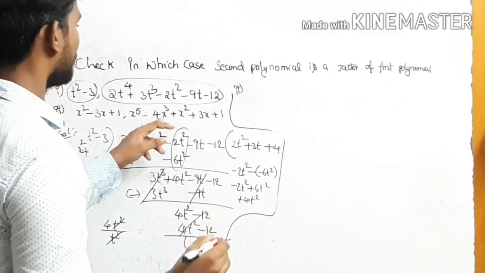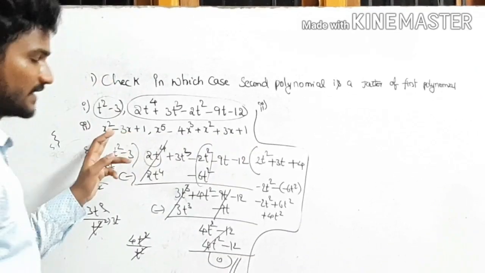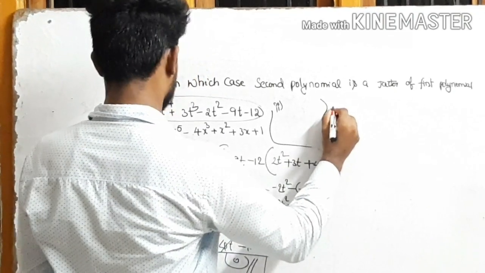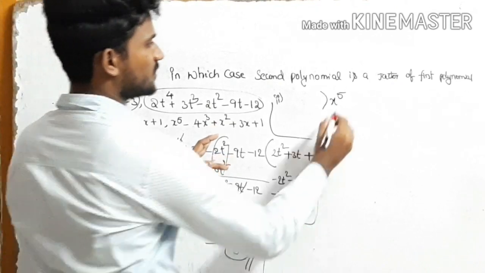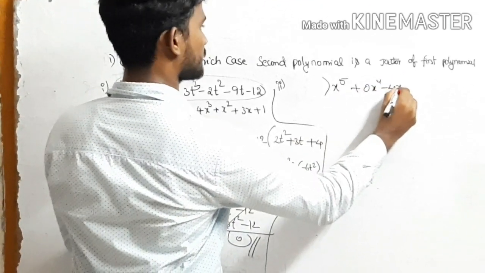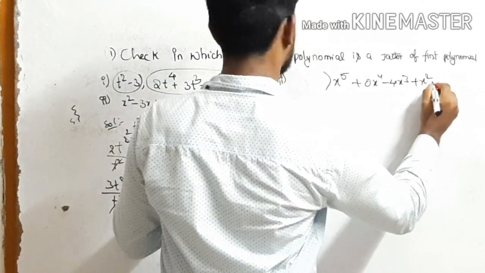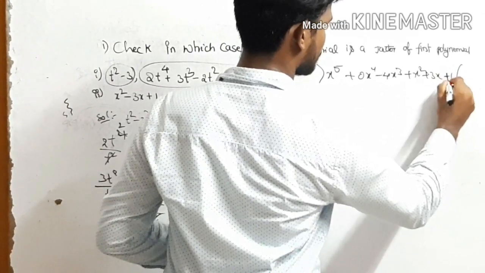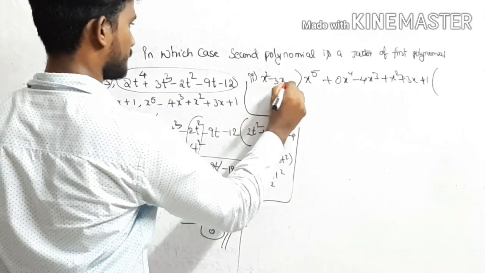This one: x power 5 minus 4x cube plus x square plus 3x plus 1 divided by x square minus 3x plus 1. Some write as x power 5. The x power 4 term is not there, so we can write plus 0x power 4 minus 4x cube plus x square plus 3x plus 1. Second one, x square minus 3x plus 1.